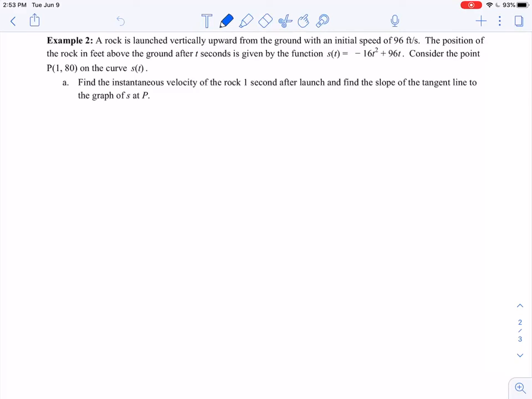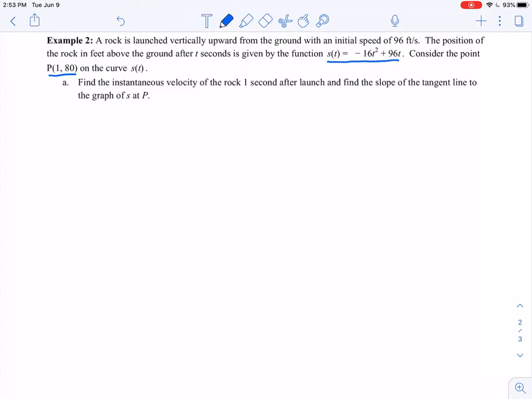Let's now take this idea of instantaneous rate of change and see if we can apply it to a problem here. So here I have a rock that is launched vertically upward from the ground with an initial speed of 96 feet per second. The position of the rock in feet above the ground after t seconds is given by the function s of t equals negative 16t squared plus 96t. Consider the point P, which is (1, 80) on our curve s of t. So we're going to consider both of those things.